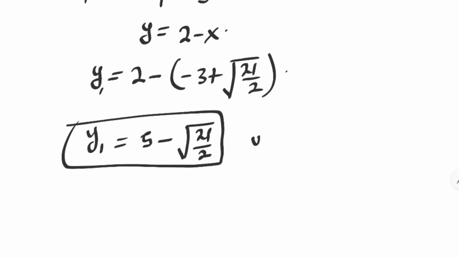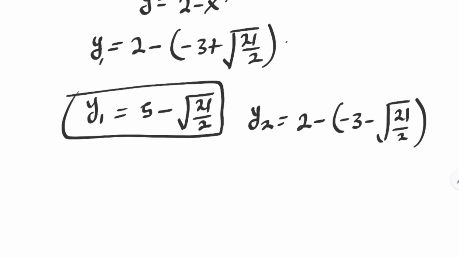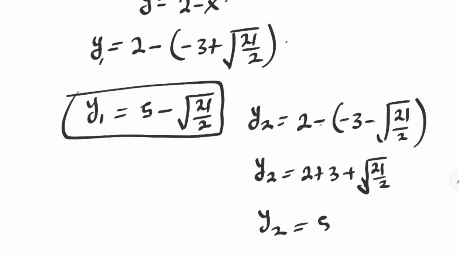Also, y2 is equal to 2 minus bracket minus 3 minus the square root of 21 over 2. And then from here, y2 is equal to minus times minus will be plus. Then 2 plus 3, minus times this minus will be plus the square root of 21 over 2. y2 is equal to 5 plus the square root of 21 over 2.